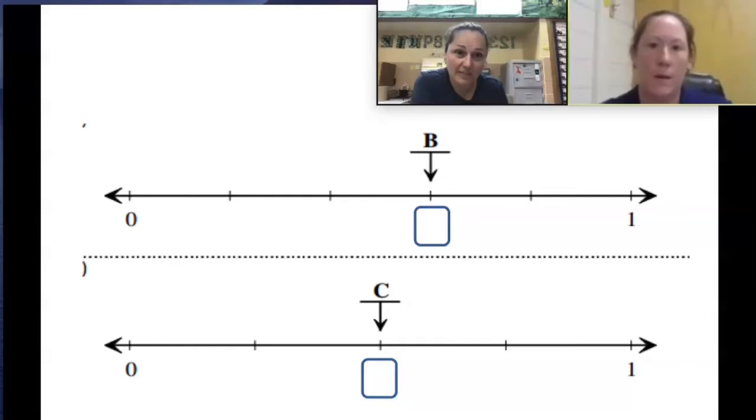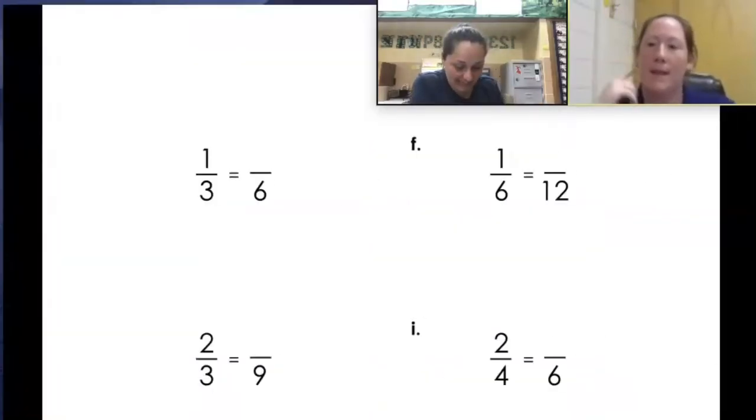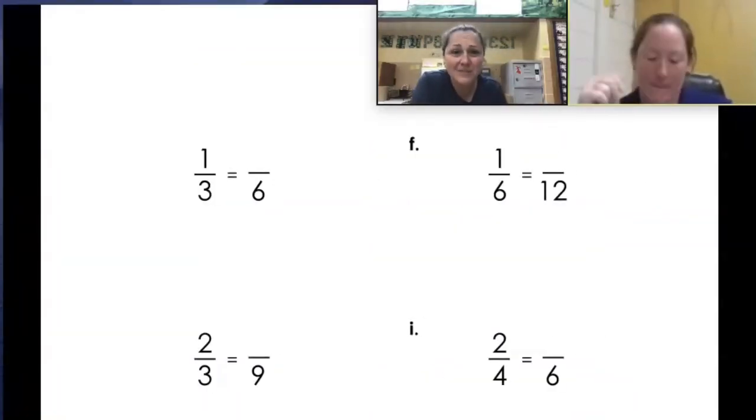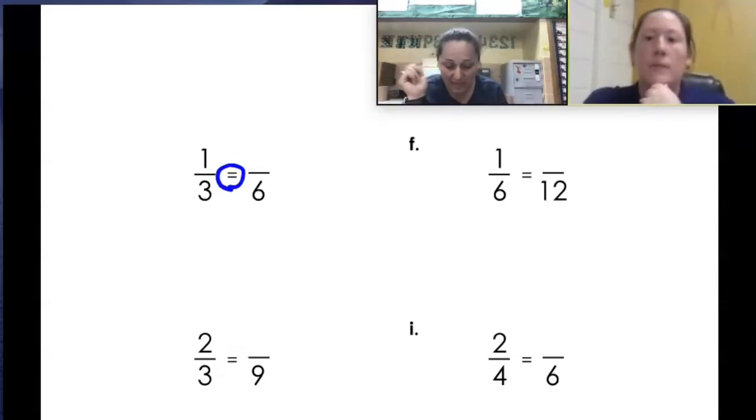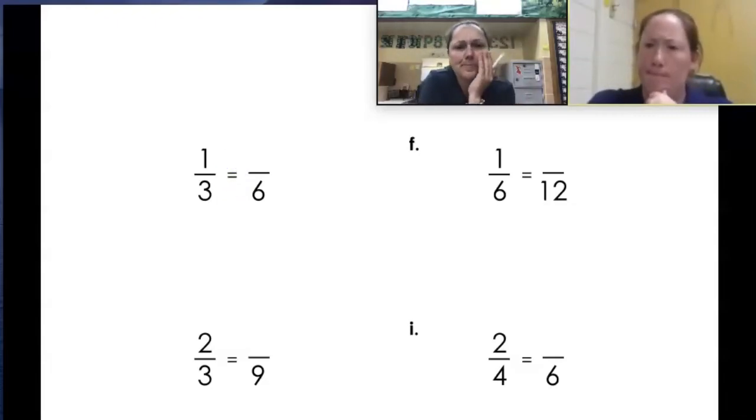Looks good. All right, and now we're on to our last part of equivalent fractions. Equivalent fractions means that my fractions are the same. They are equal. And you can even see clearly I've got my little equal sign in here. So that's telling me that both sides are the exact same thing. But I don't have any pictures here. So how am I going to figure this out?